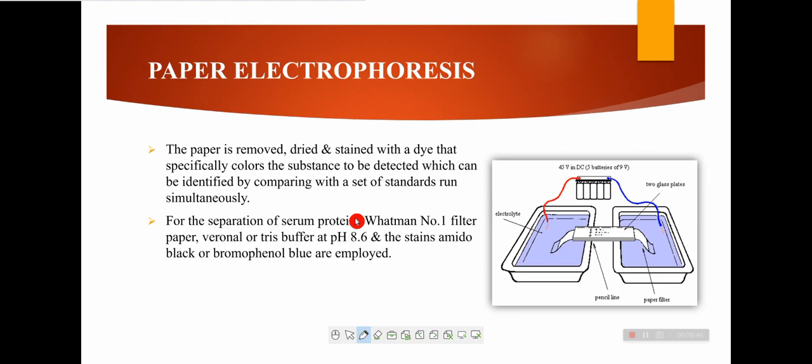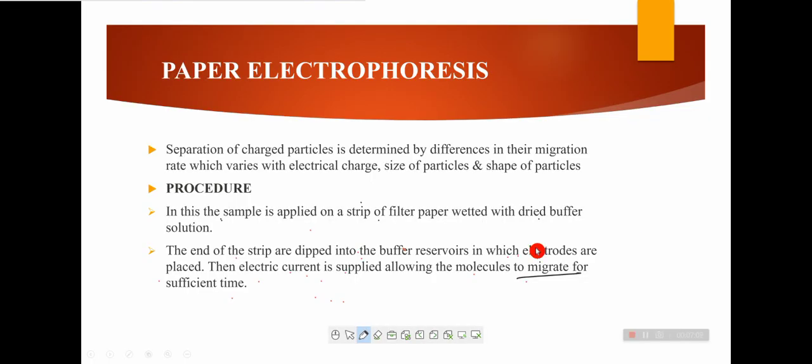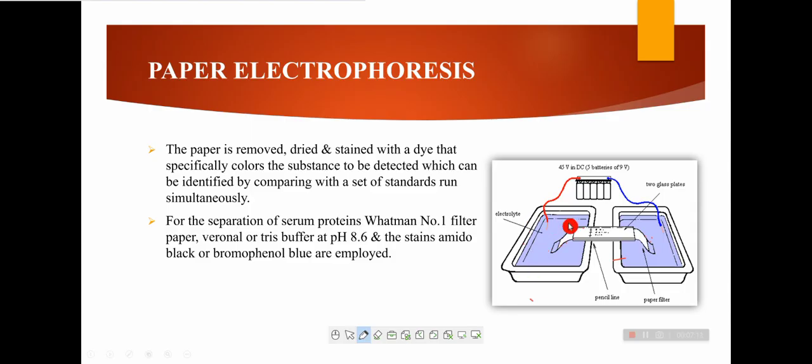Then the paper is removed. As you can see in this picture, a filter paper strip is there. It is wetted in dried buffer already. Then we put the sample, the plasma sample for example, and we dip the ends of the paper into two electrodes. Alright. These are the buffer reservoirs in which the electrodes are put. As you can see, two electrodes are put into it and the electric current is passed.